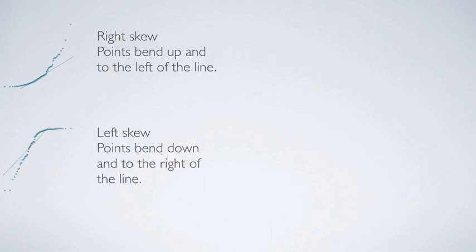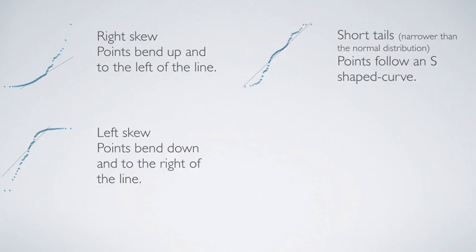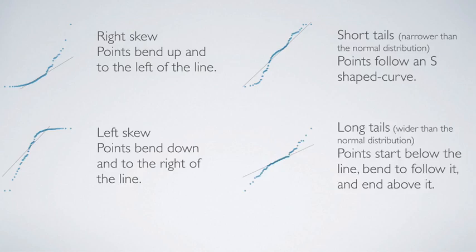Just like with histograms, normal probability plots also reveal shapes of distributions. In a right-skewed distribution, points bend up and to the left of the line. If the distribution is left-skewed, like the one we saw earlier, points bend down and to the right of the line. Distributions with short tails, this means a distribution that's narrower or skinnier than the normal distribution, follow an S-shaped curve, while those with long tails, so a distribution that's wider than the normal distribution, start below the line, bend to follow it, and go above it.